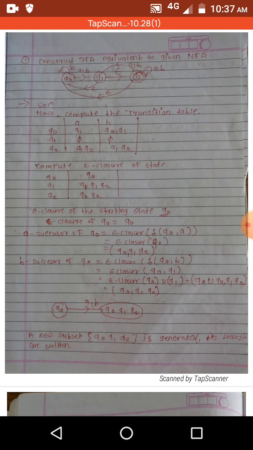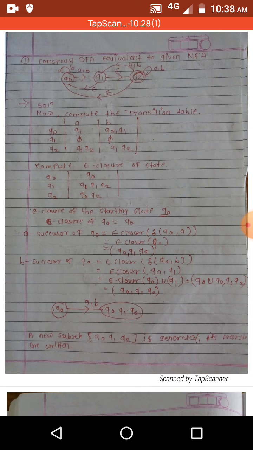Then we find the successor of Q0. The successor of Q0 is the epsilon closure of delta of Q0 on a. Then we apply the two input symbols, a and b. Firstly apply the symbol a: epsilon closure of delta of Q0 comma a, then check the transition table. Q0 on a gives state Q1, so we find Q1's epsilon closure. Q1's epsilon closure is Q0, Q1, Q2.